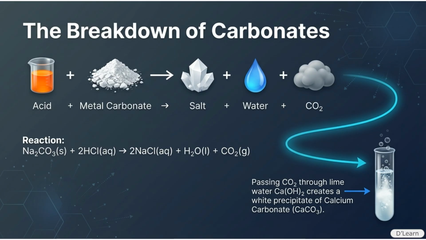Acids also break down metal carbonates to produce salt, water, and carbon dioxide. The CO2 gas released can be identified by passing it through lime water, which forms a white precipitate of calcium carbonate.